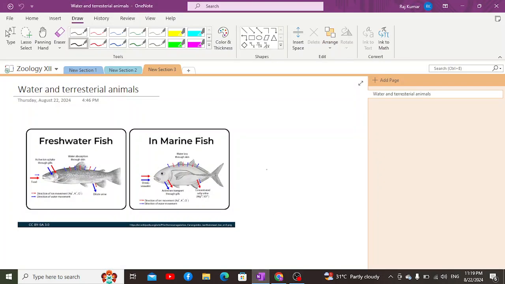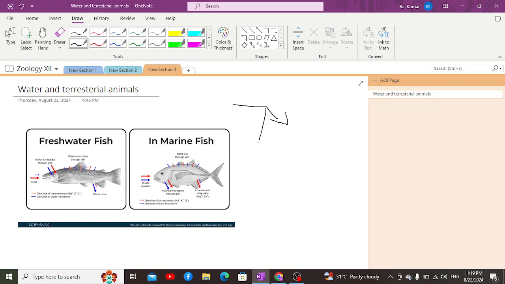Greetings everyone. So today we are going to discuss another topic, which is osmoregulation in all terrestrial and water animals. If you talk about the phenomenon of osmoregulation in water and terrestrial animals, we generally consider it in three major categories. Number one is marine, two is freshwater, and number three is terrestrial.